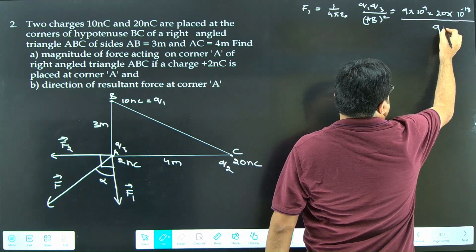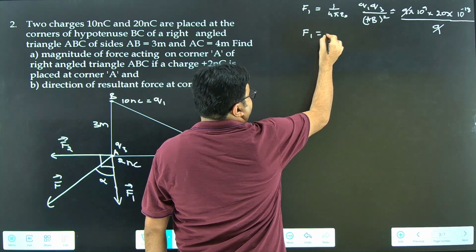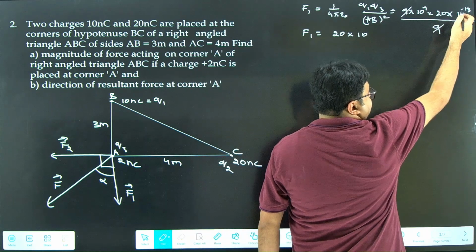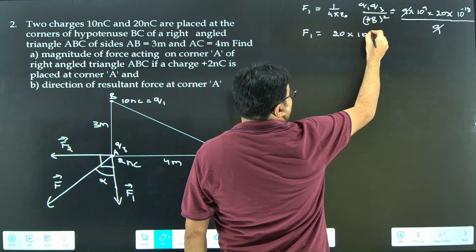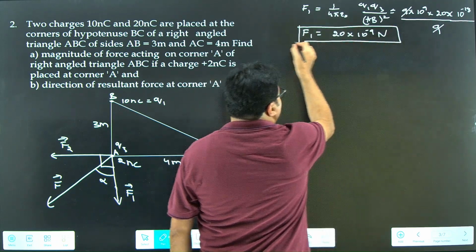My dear friends, that becomes 9. This and this get cancelled. So all you have is force F1. It's equal to 20 multiplied by 10 to the power of plus 9, and there is a minus 19. So it makes it 10 to the power of minus 9 Newton. This is the force F1.